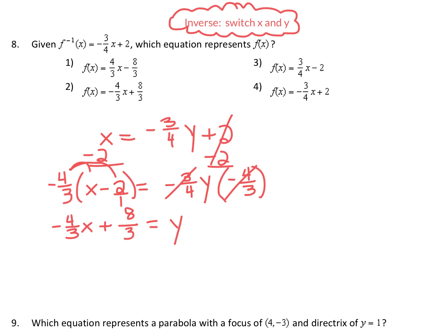Okay, and the only other thing they did in the answer choices was instead of using y equals, they put this back into function notation. So we're looking for which one says negative 4/3 x plus 8/3. So there we have it. Choice 2 is our answer.